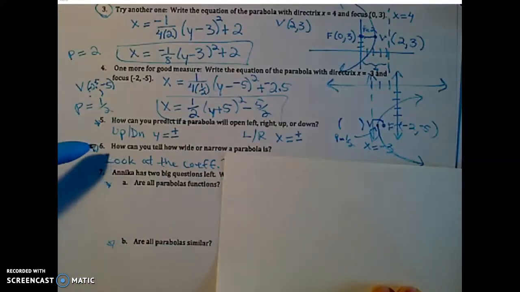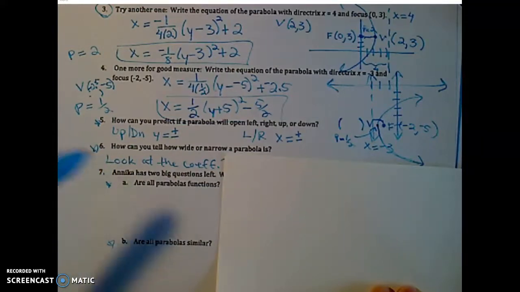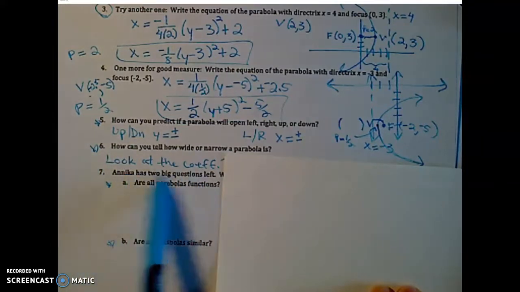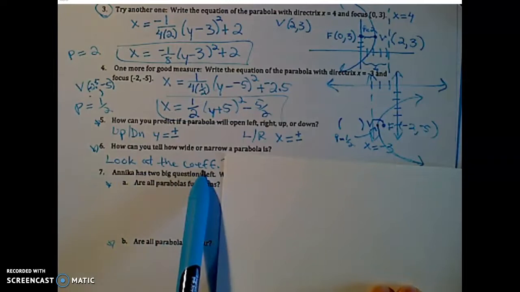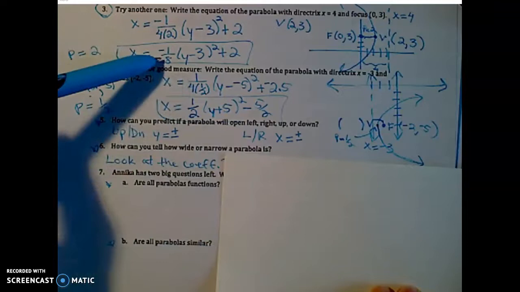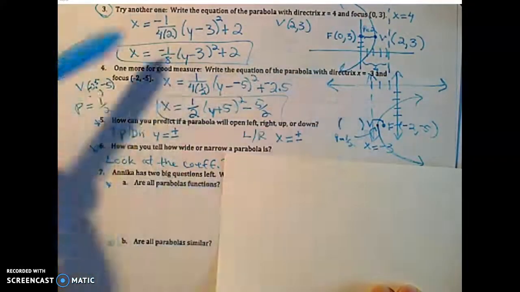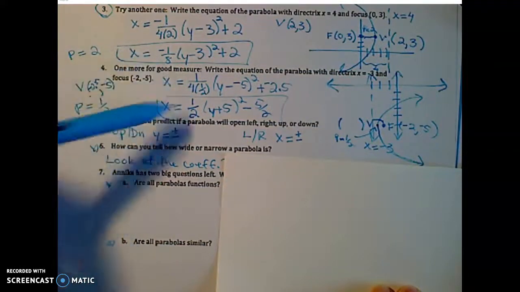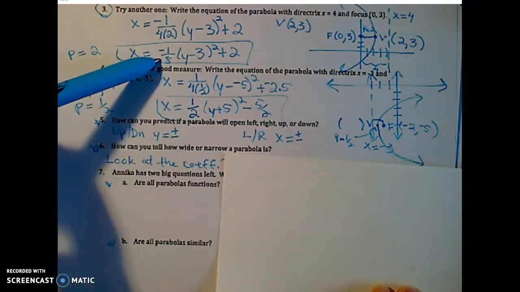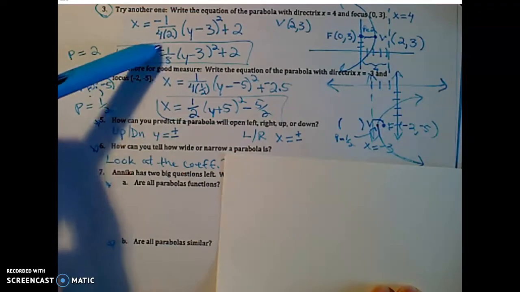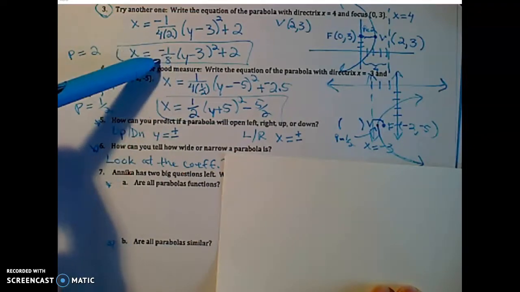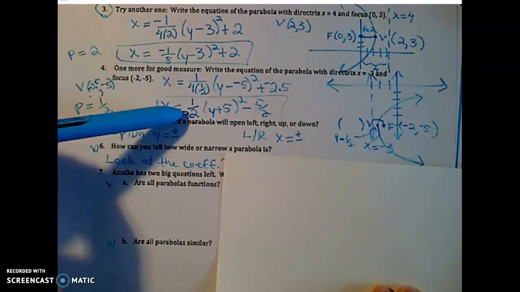Okay, for question number 6, how can you tell how wide or narrow a parabola is? You can probably remember from our work with parabolas that we look at the coefficient to see how wide or narrow a parabola is. Do you remember which of these would be wider? I know my sketches are not perfect, but which of these parabolas would be wider? This would be a wider coefficient. That smaller fraction would be a wider parabola than this parabola.